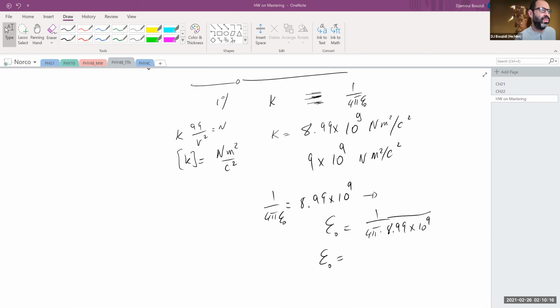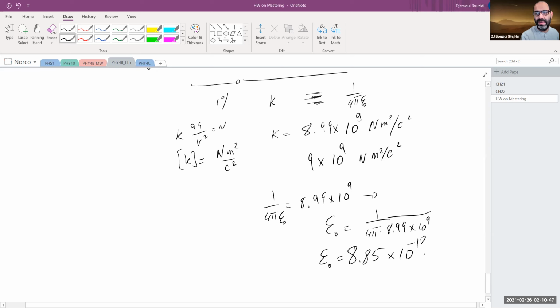No, it should be 8.5 or something, not 8.9, is it? The book said 8.9. Okay, let me check, just to make sure. 4 pi times 8.99 times 10 to the power 9 in this situation, and the whole thing is 8.85. That is actually correct. It should be 8.85 times 10 to the negative 12.